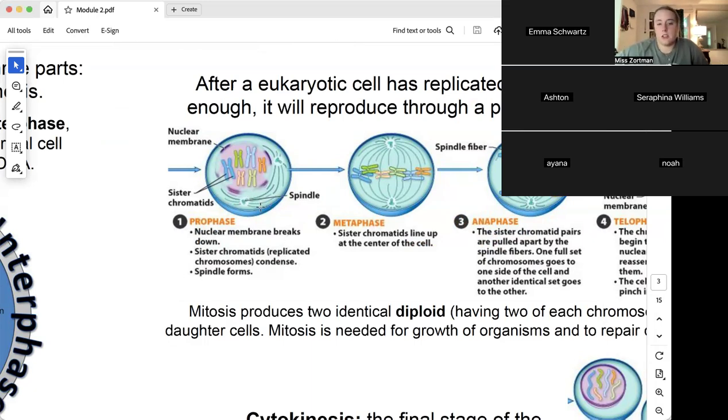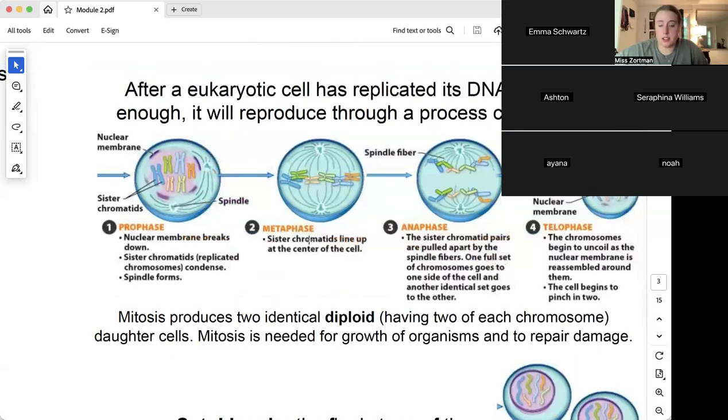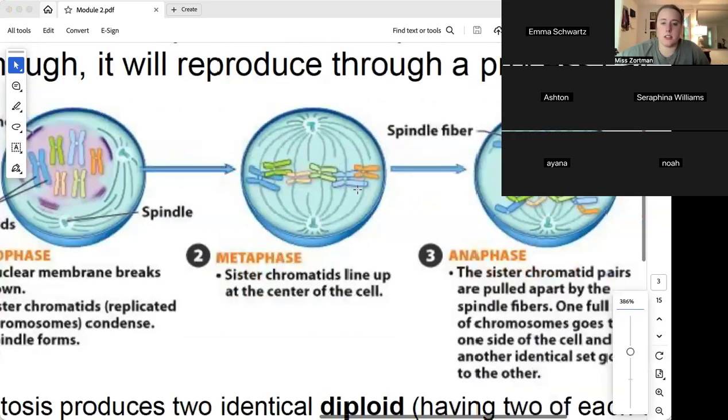Spindle is also going to form. That is just the fiber that's going to eventually help separate those chromosomes. The two easier ones, I think, come next. So first we have metaphase. So metaphase, M for middle. They are lining up in the middle of the cell. Keep in mind, again, it's just by sister chromatids. So you have a single X in each location going down the cell.